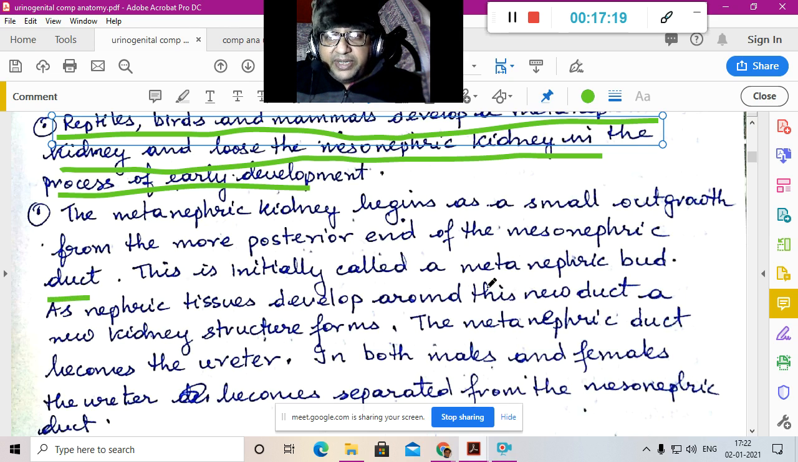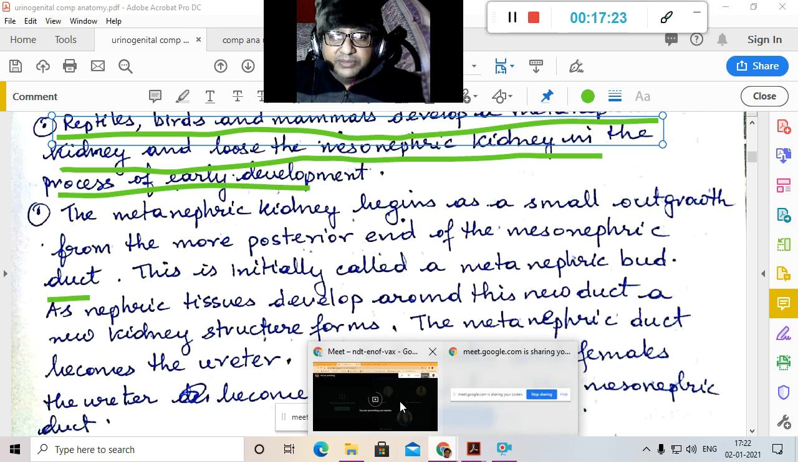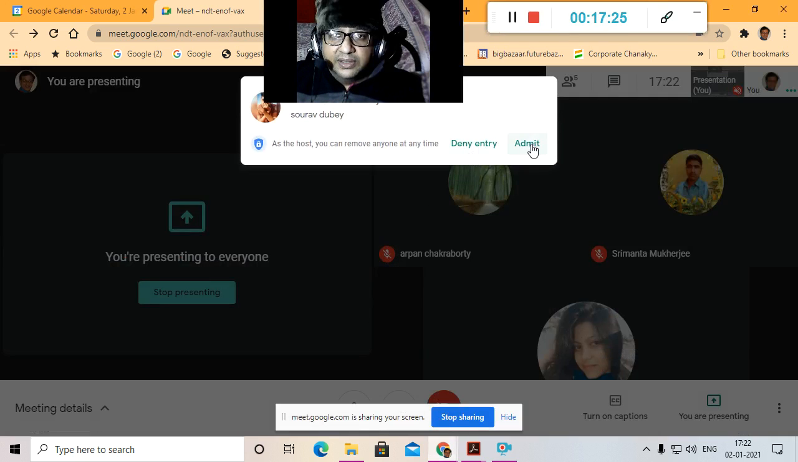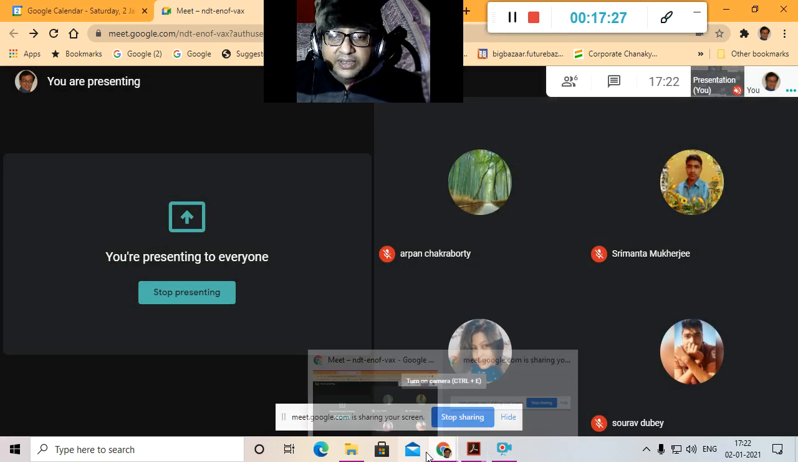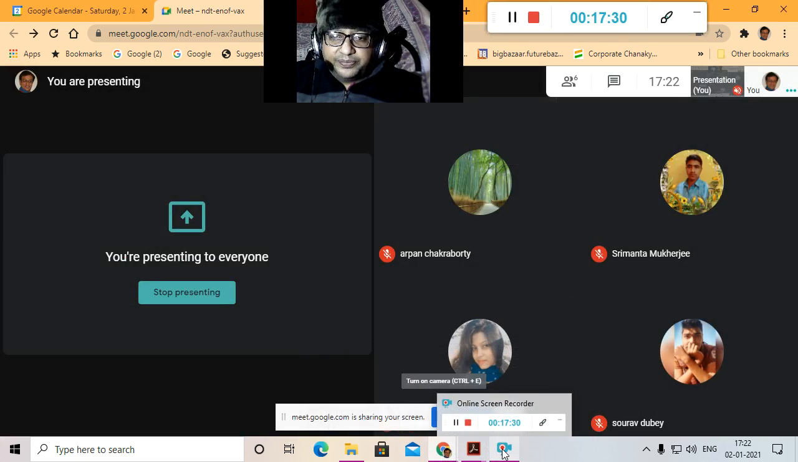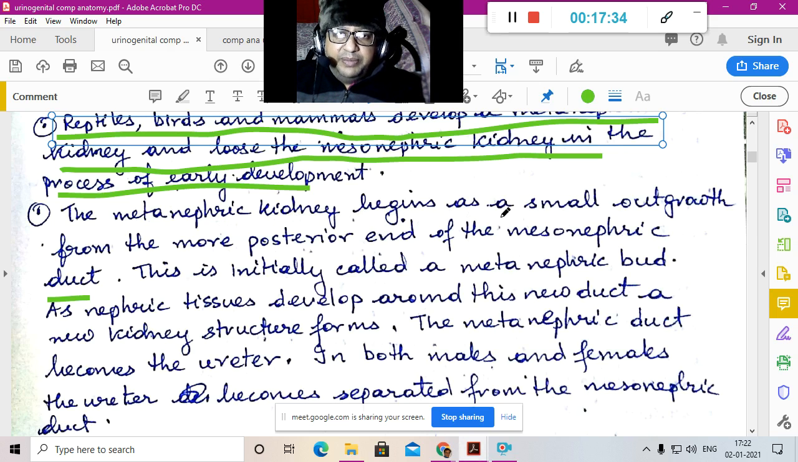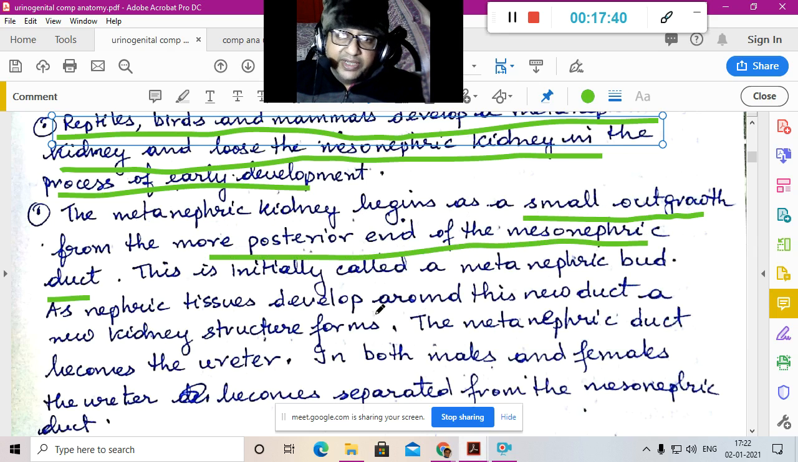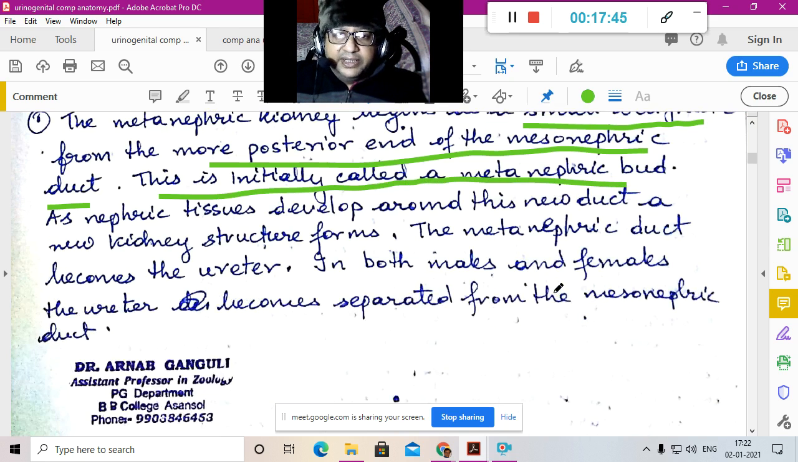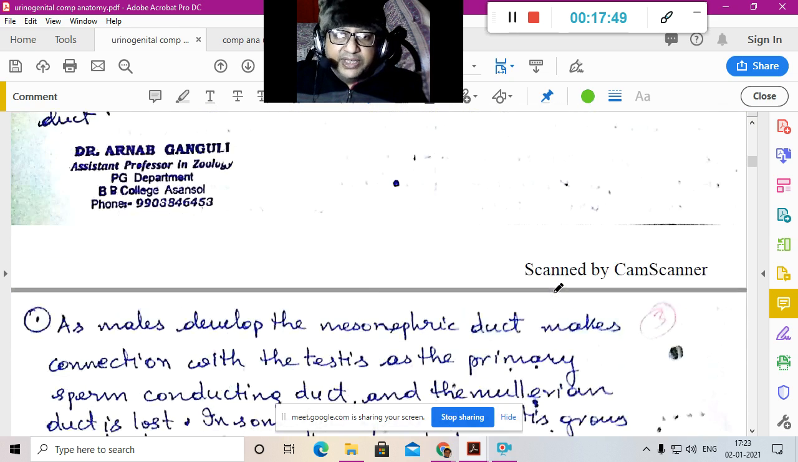Initially it is called a metanephric bud. It begins as a small outgrowth from the more posterior end of the mesonephric duct. Initially it is called a metanephric bud. I will explain this part a bit later, and it will become very clear.